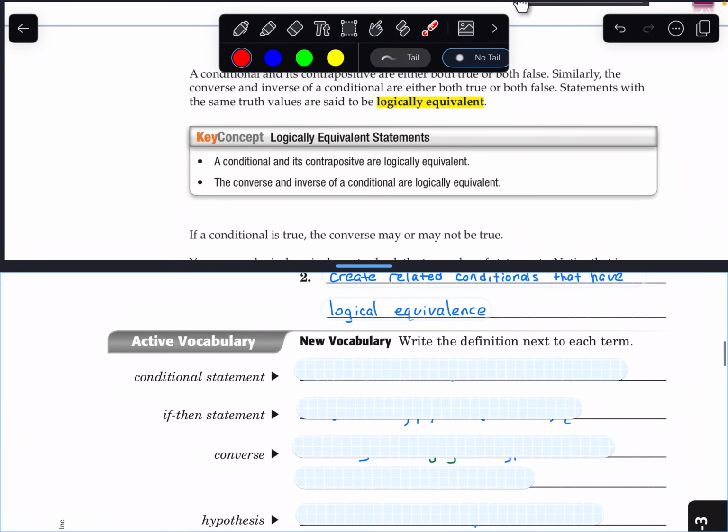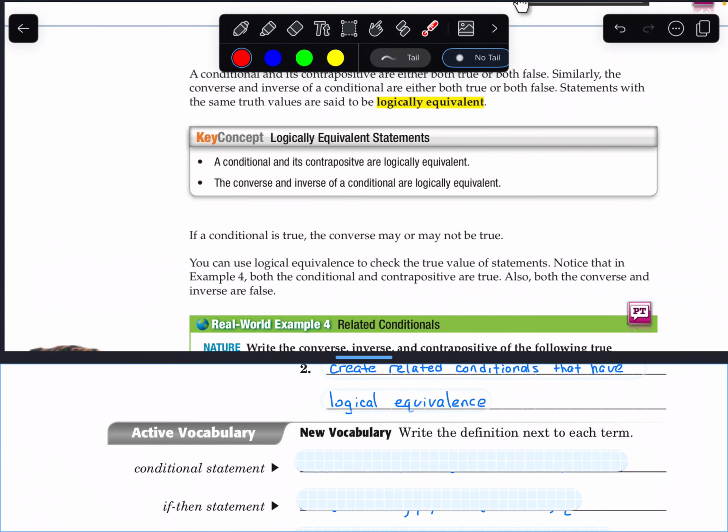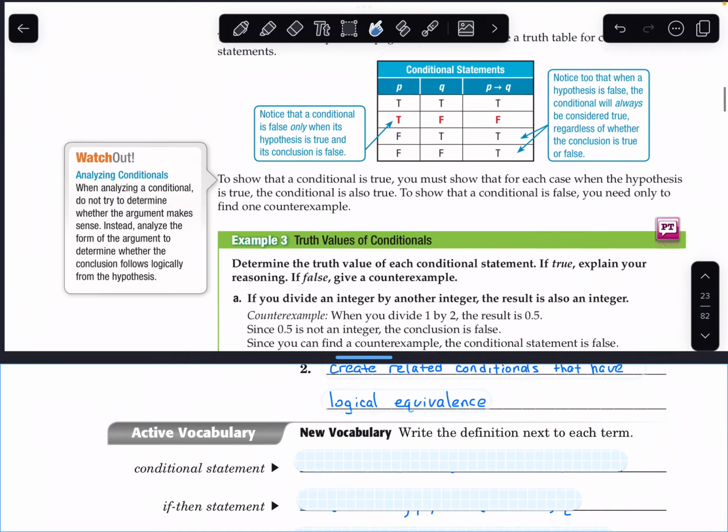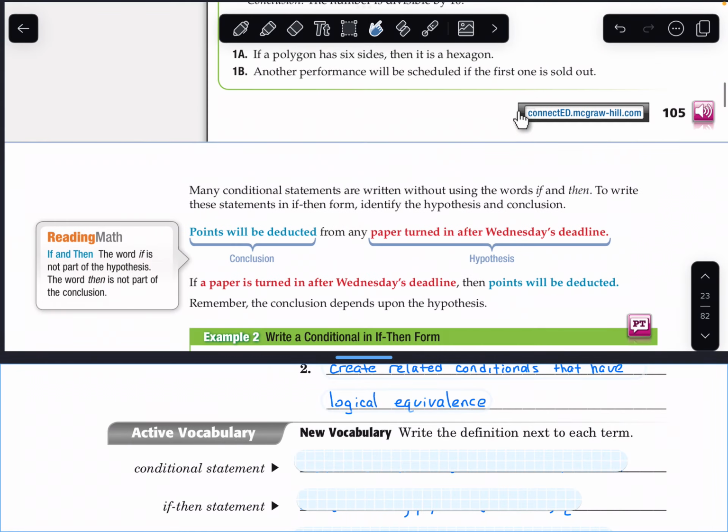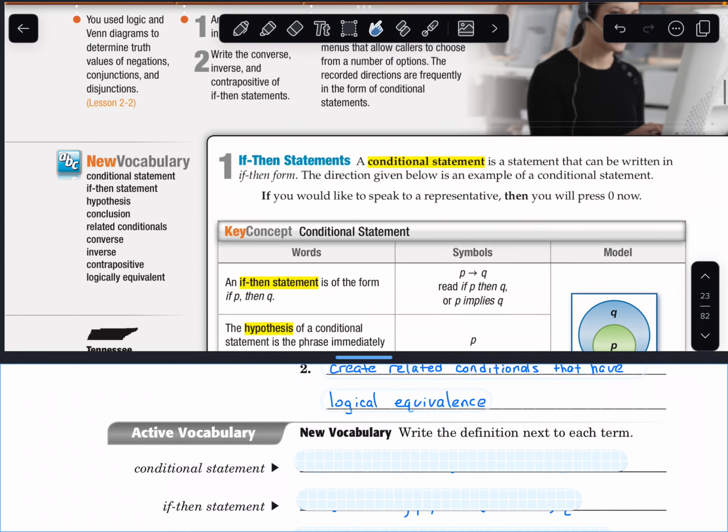Now let's start filling in our vocabulary as we read through the section. So cozy up and grab a cup of hot cocoa, and let's begin.